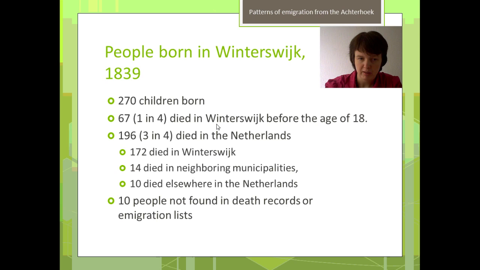So out of the 270 children born, we see that 1 in 4 died in Winterswijk before the age of 18. In total 3 in 4 died in the Netherlands without emigrating, so most of them in Winterswijk, some in neighboring municipalities, and a few moved away from the area altogether but didn't stay in Winterswijk. There were 10 people that I couldn't find in the death records in the Netherlands, or in immigration lists, or in census records in the US. Many of those were Catholic, and I assume that they went to Germany because a lot of the Catholic families had relatives over there. But since I haven't found them, I can't draw any definite conclusions.